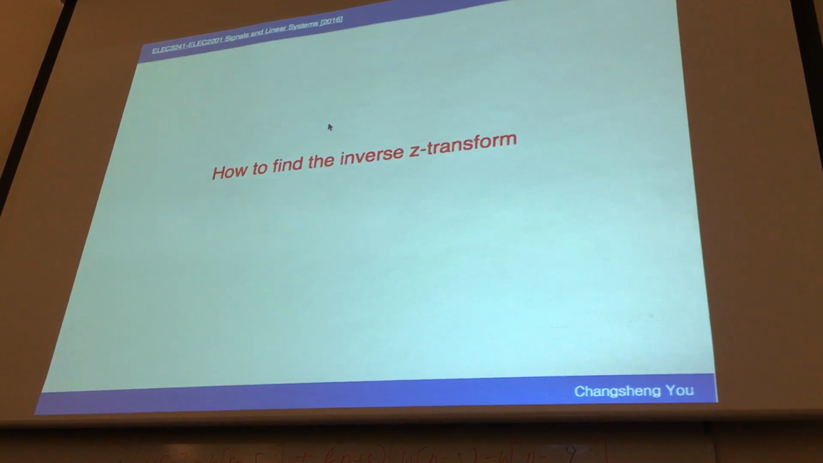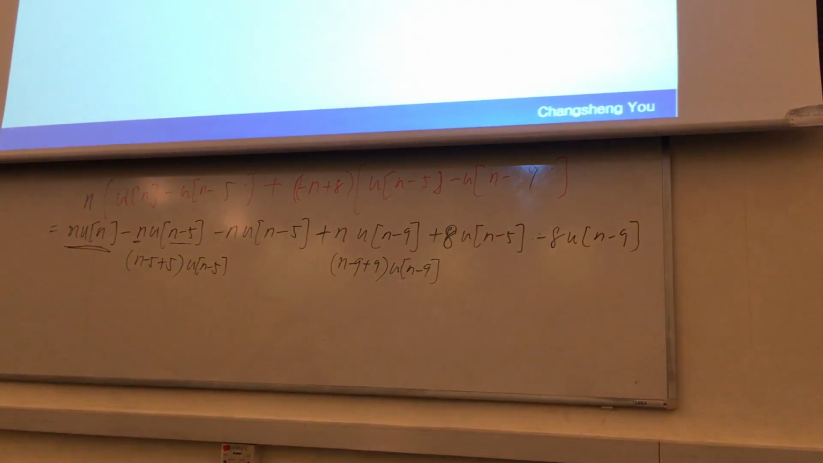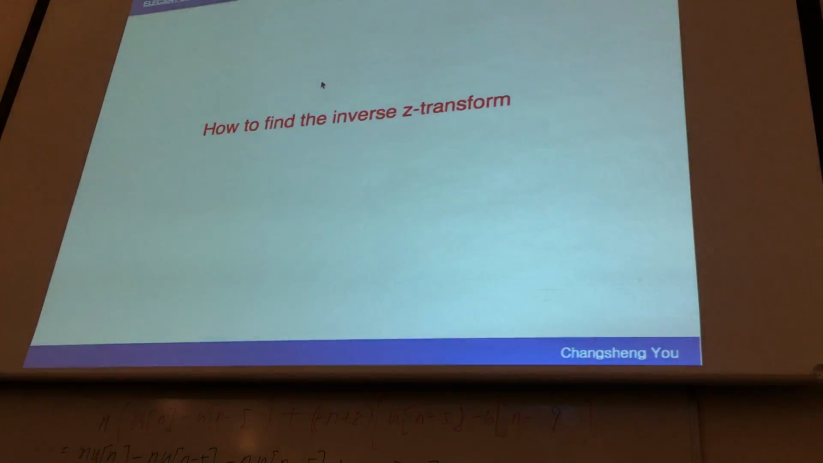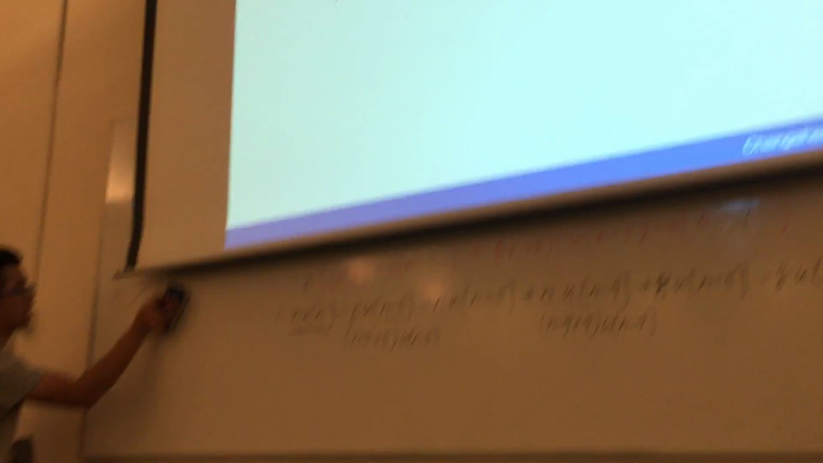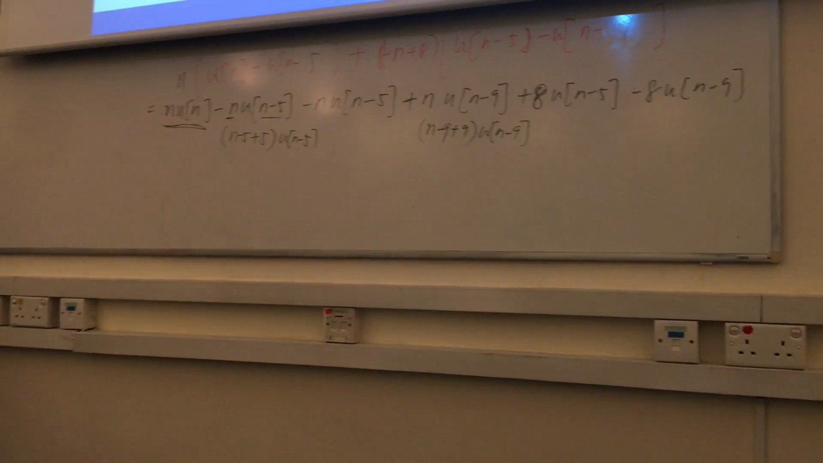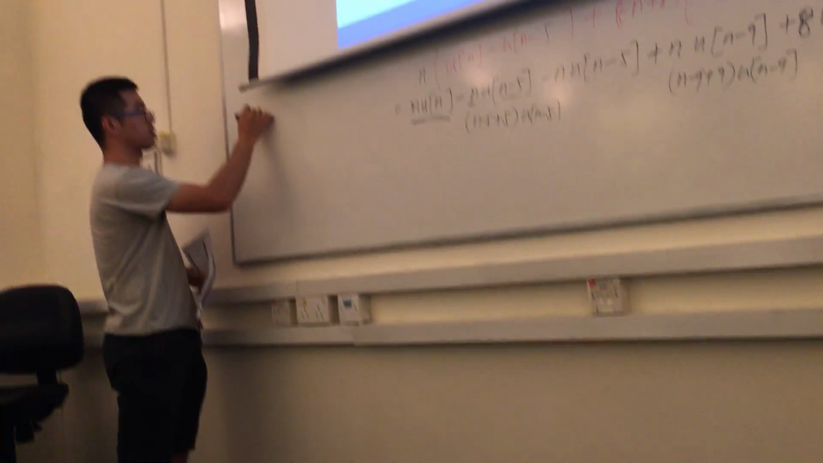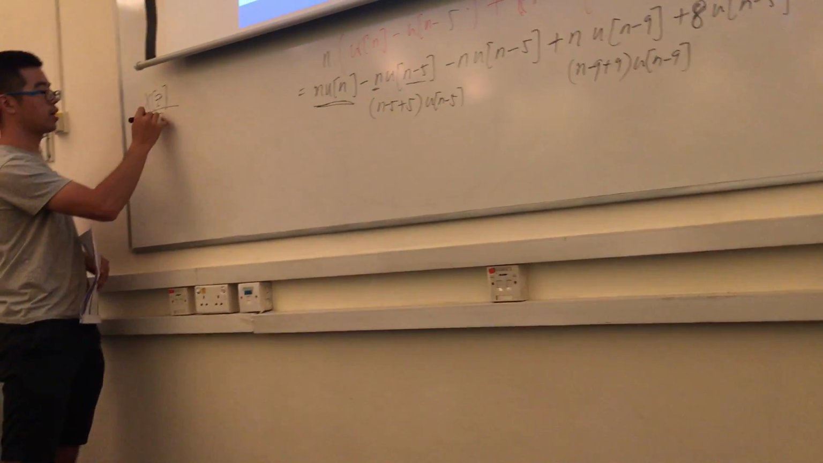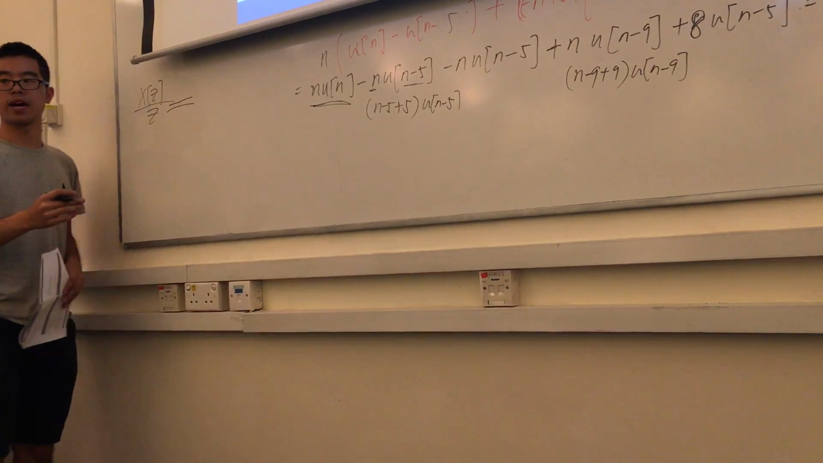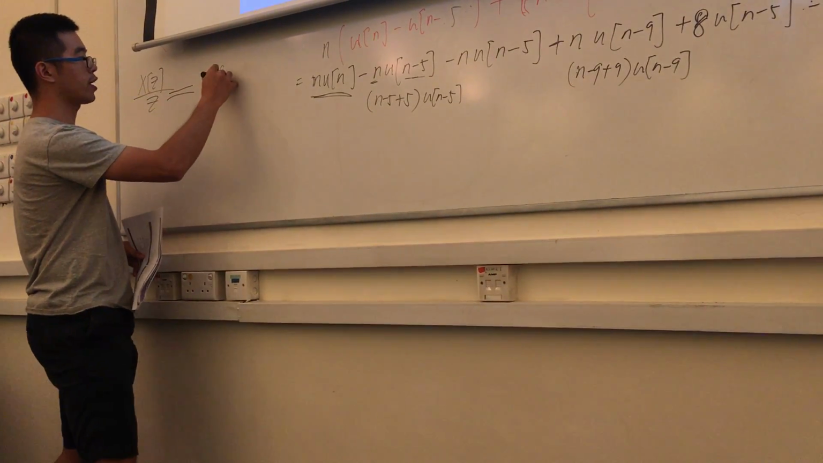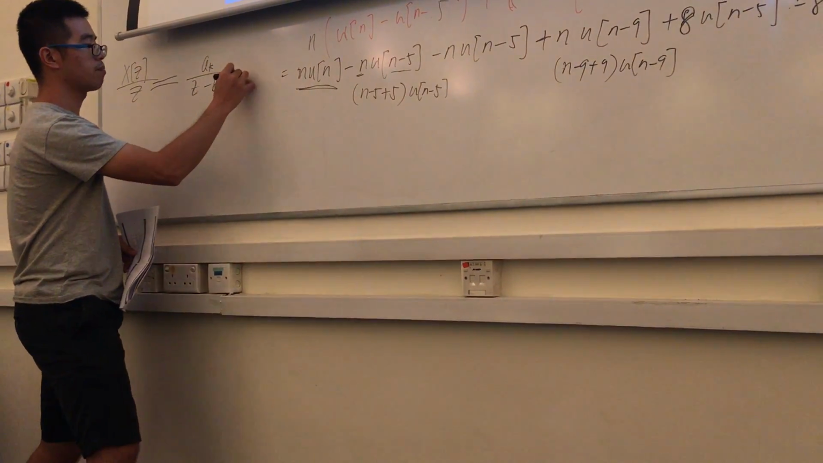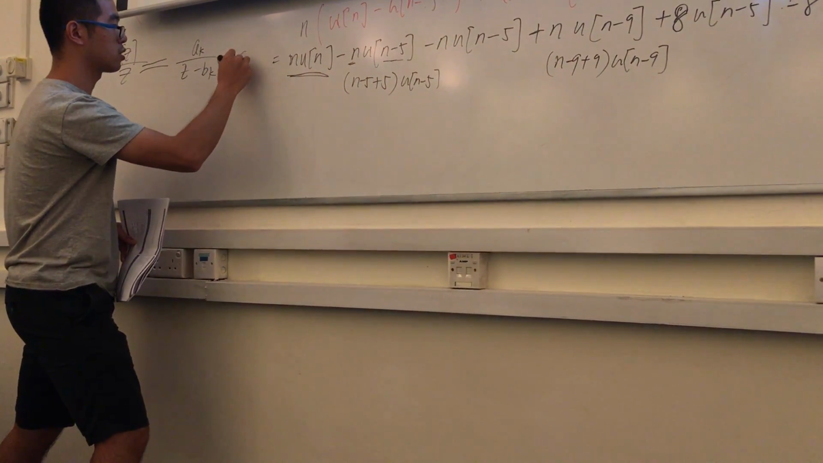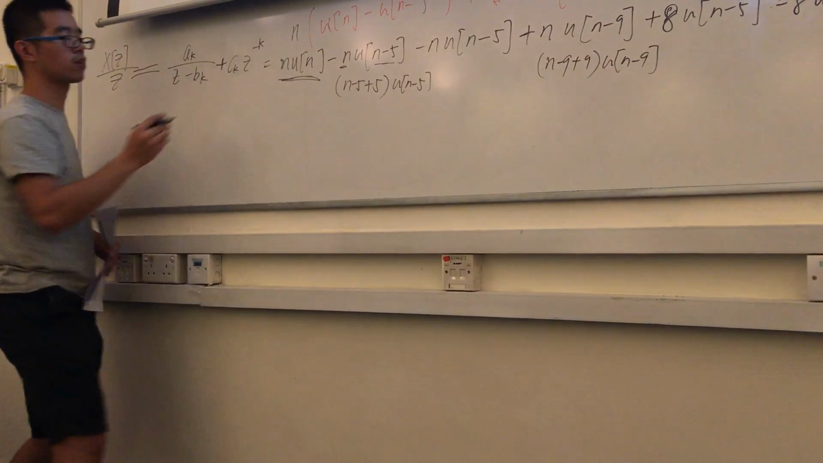So the second topic is how to find the inverse Z-transform. As I introduced before in the tutorial, it has 3 standard steps. One is to divide the Z-transform by z, and then express it in forms of A_k over z minus b_k plus C_k z to the minus k, this kind of form.